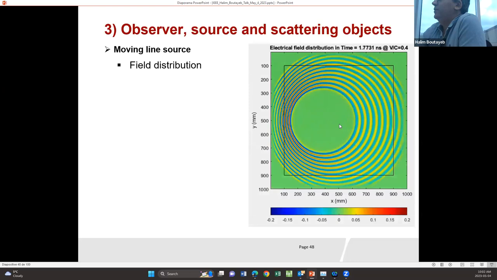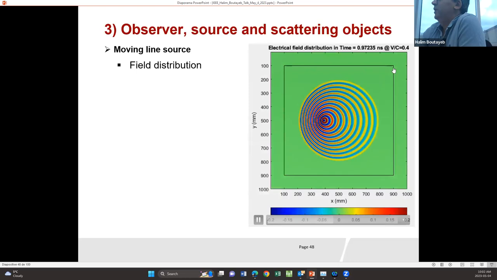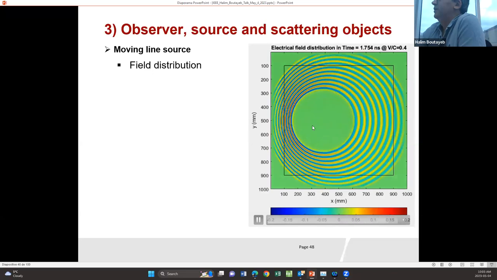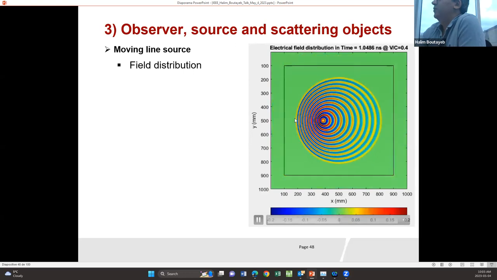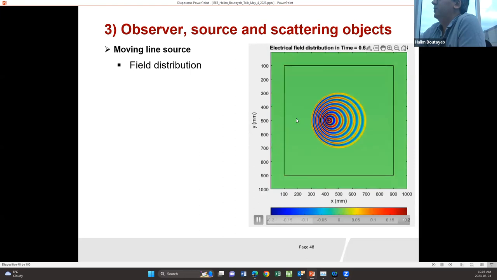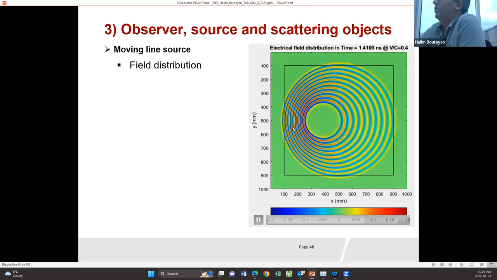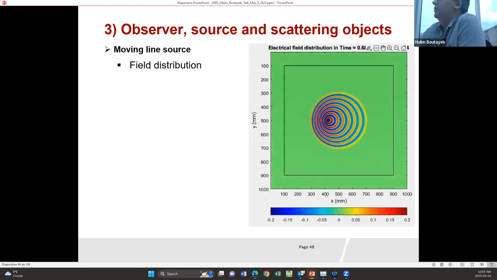Here we see a moving line source, moving at a certain speed, for example 0.4. If we take 0.4, then we can see clearly the Doppler effect here. You see the wavelengths are smaller here and higher here. The wavelengths that we find here are in agreement with the wavelengths that we get for a moving plane wave source. So we have 1 over 1 minus V over C for the Doppler effect from a moving source. And here at 90 degrees, we have no Doppler effect.